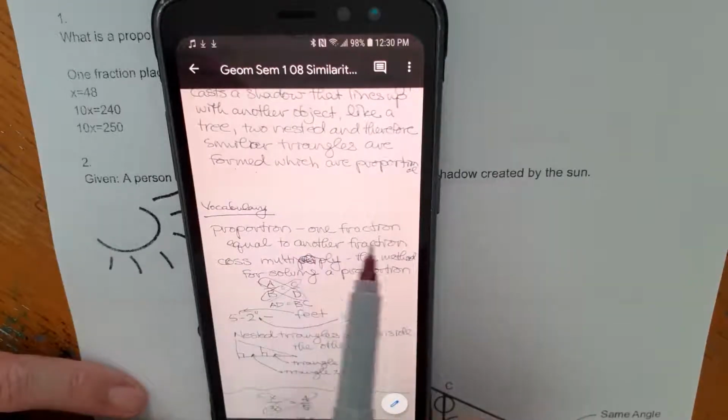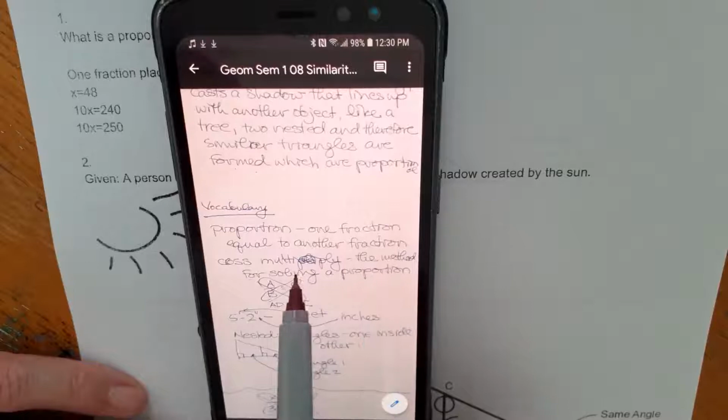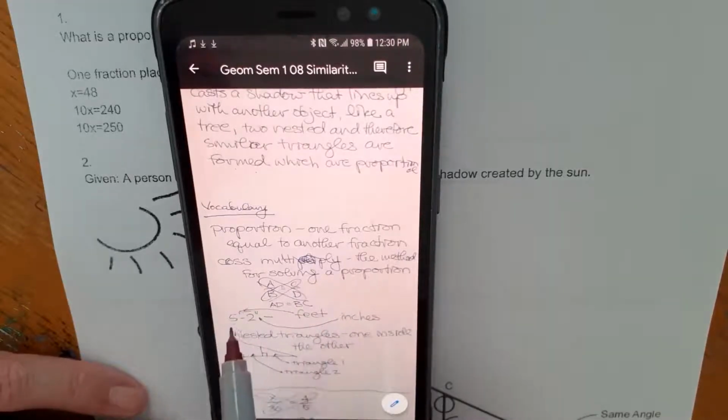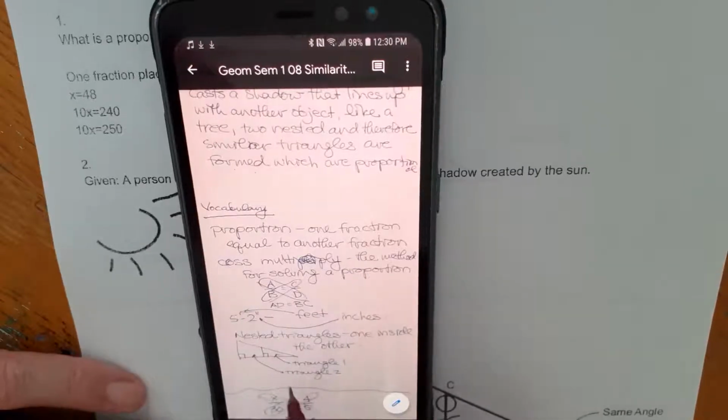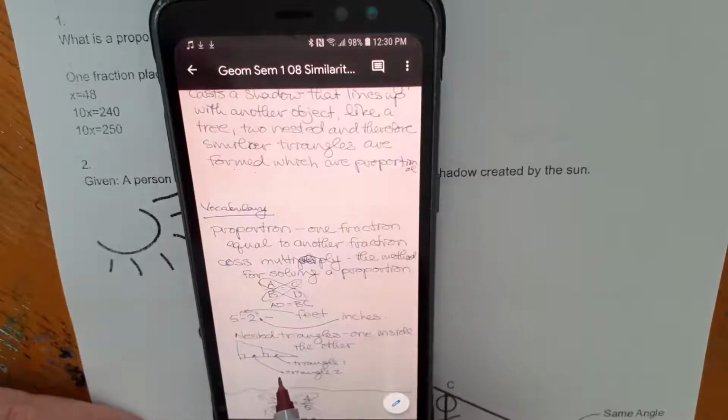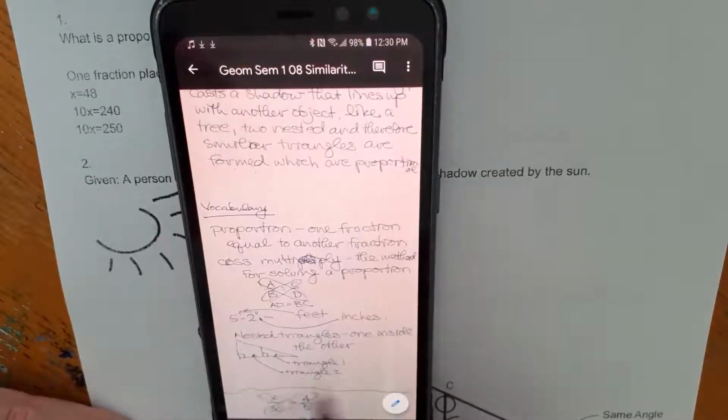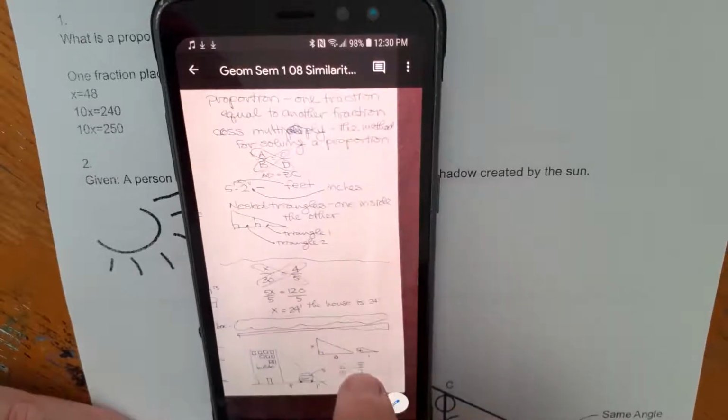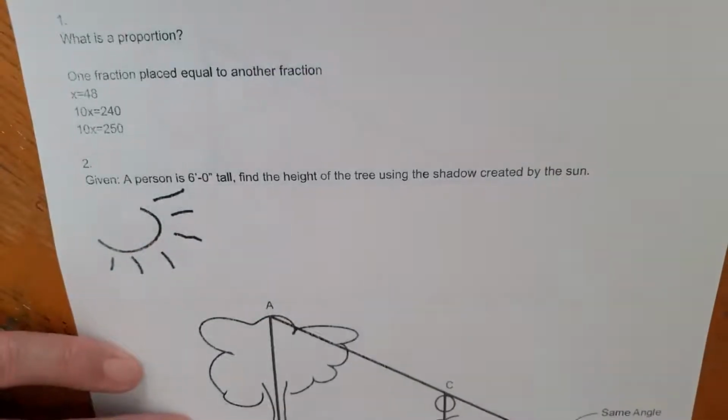So a proportion is one fraction made equal to another. Cross multiply is how we solve a proportion. Some review on feet and inches: 2 tick marks is inches, 1 tick mark is feet. Nested triangles, that's one triangle inside of another triangle. That's what makes these two proportional, because they share a common angle right there. And it's the hypotenuse leg issue, right? So let's keep going. What else have they got here? A couple examples, put those in, and let's see what the problem sets are.